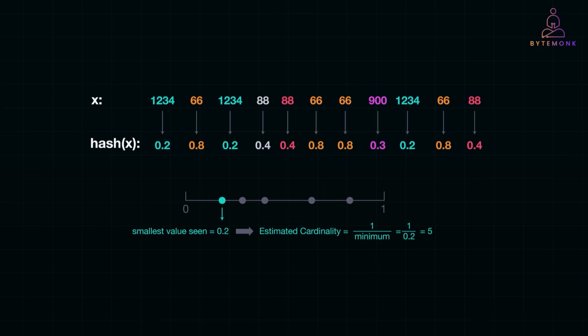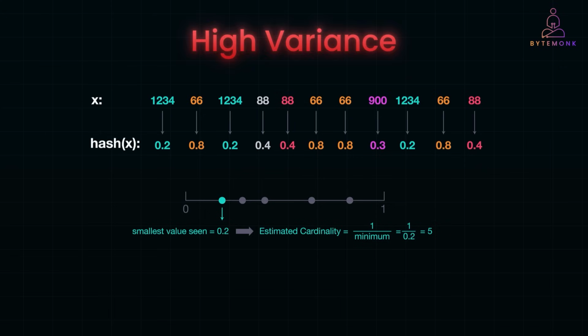Notice that every occurrence of 1234 maps to the same hash 0.2, and every 66 maps to 0.8, and so on. Building on the idea that identical inputs share the same hash value, we now use the smallest hash we have observed to estimate how many distinct values there are overall, because we assume our hash function spreads values uniformly between 0 and 1. The minimum hash roughly scales like 1 over the number of unique items. So in this example, the smallest hash is 0.2. So we estimate the cardinality as 1 divided by 0.2, which is 5. But there is a problem. This method has high variance because it depends too much on the extreme value. If we happen to pick a very small number, our estimate can be wildly inaccurate.